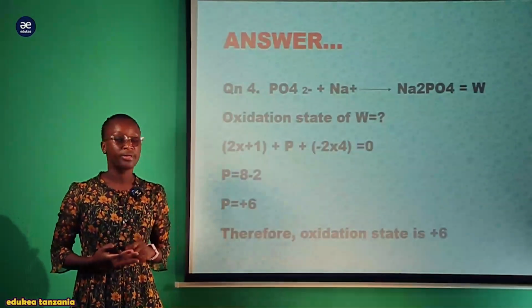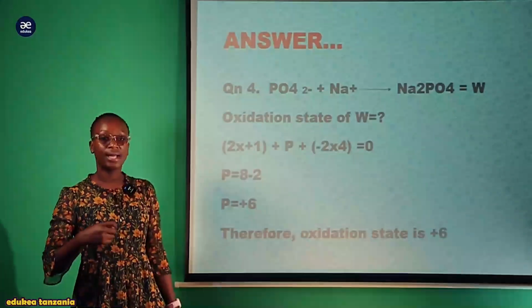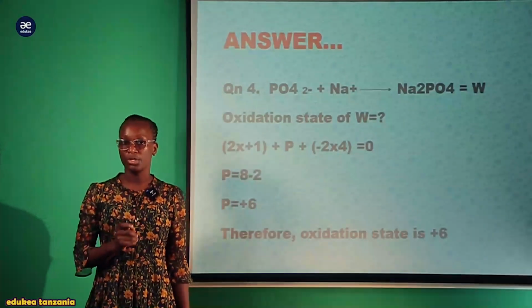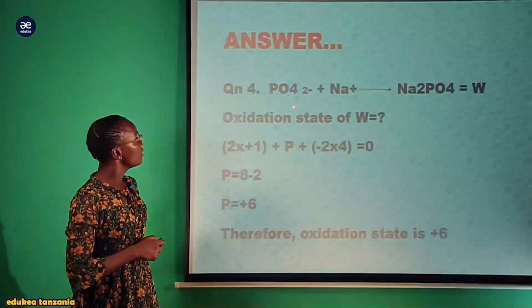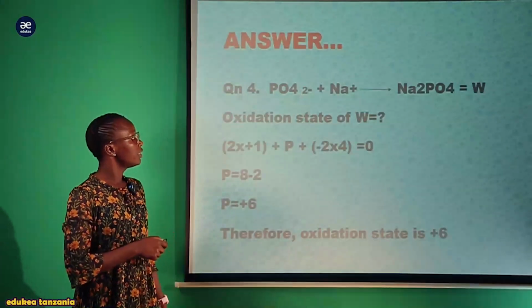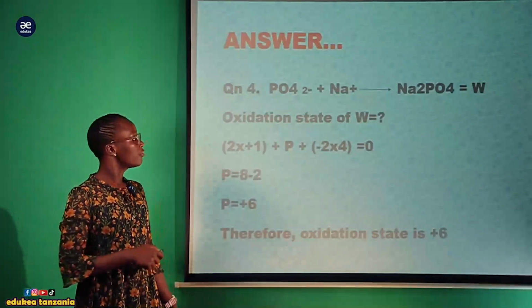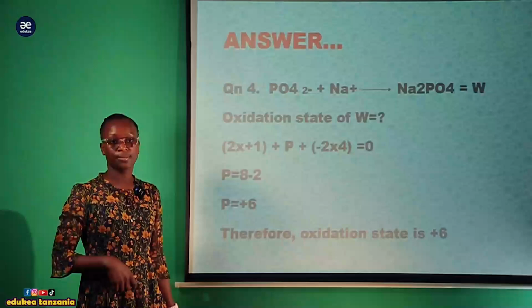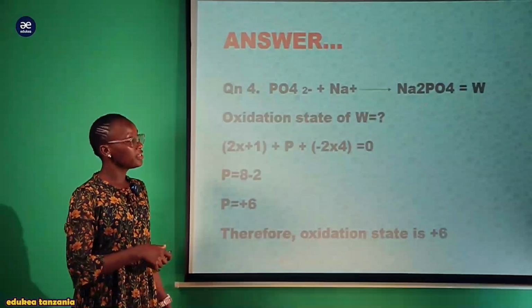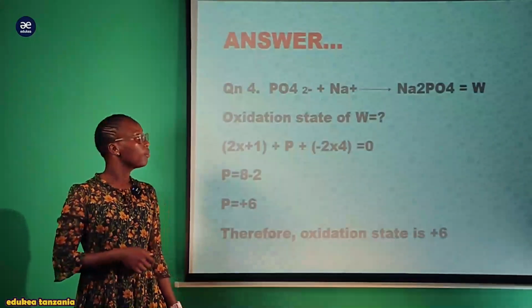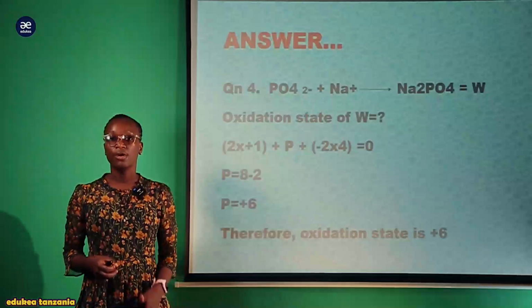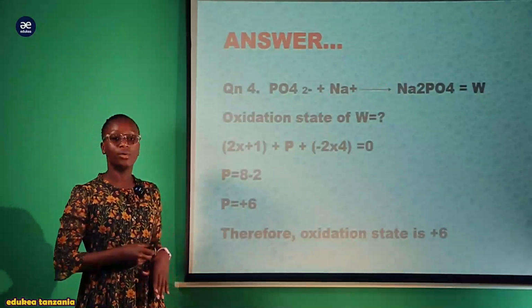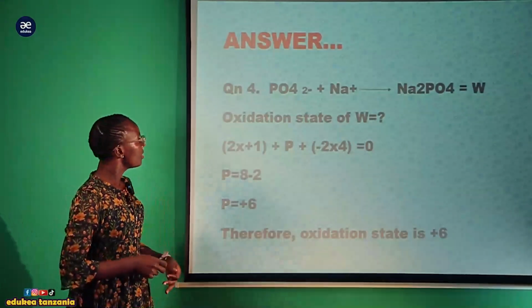Therefore, cha kwanza kabisa mwanafunzi anatakiwa udevelop equation ambapo kumbe ilitokea reaction ya phosphate ion na sodium ion. Therefore, obviously enda kupata sodium phosphate. Kumbe sodium phosphate ndo compound W ambayo huyu mwanafunzi aliipata. Therefore, kitendo cha kuonyesha hivi unapata marks zako. But also the oxidation state ya W ni ngapi?